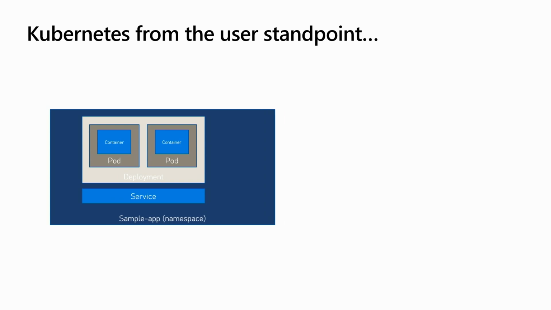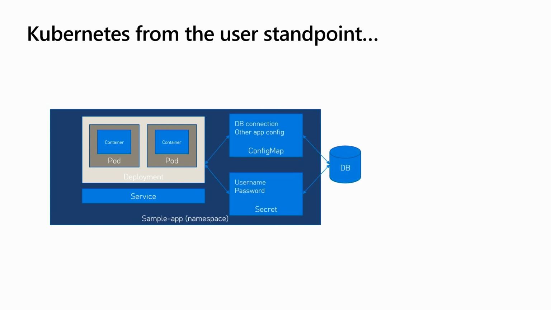Now, there are other components. We're not going to cover all of them, but for the sake of our demonstration, we're going to use the example that I used before. So if you have, for example, a connection string for the database, or a username and password, you have two types of resources in Kubernetes. The first one is the config map.